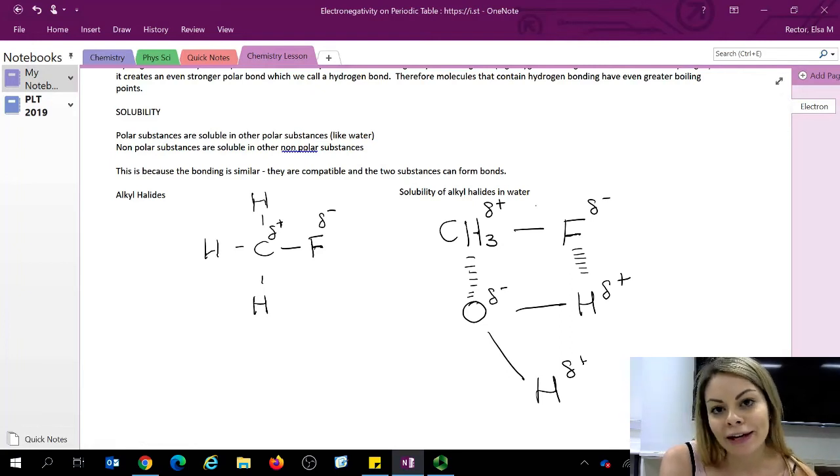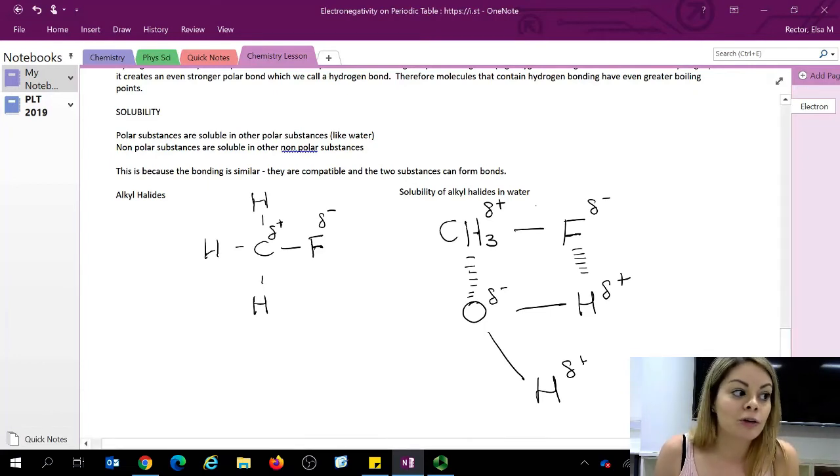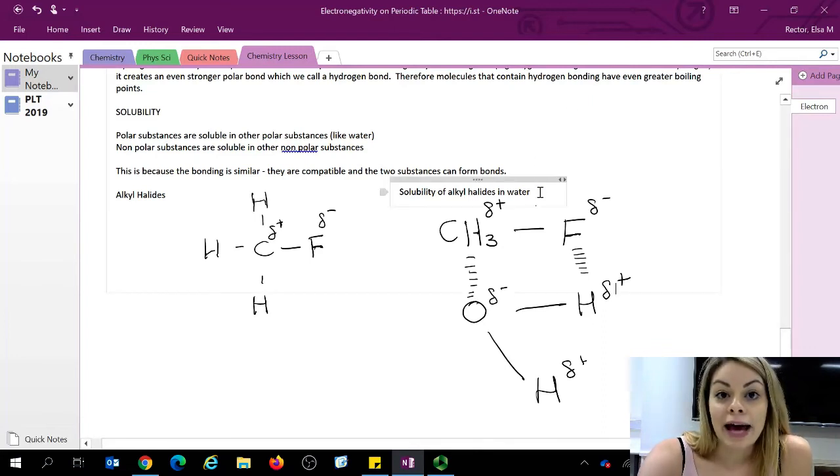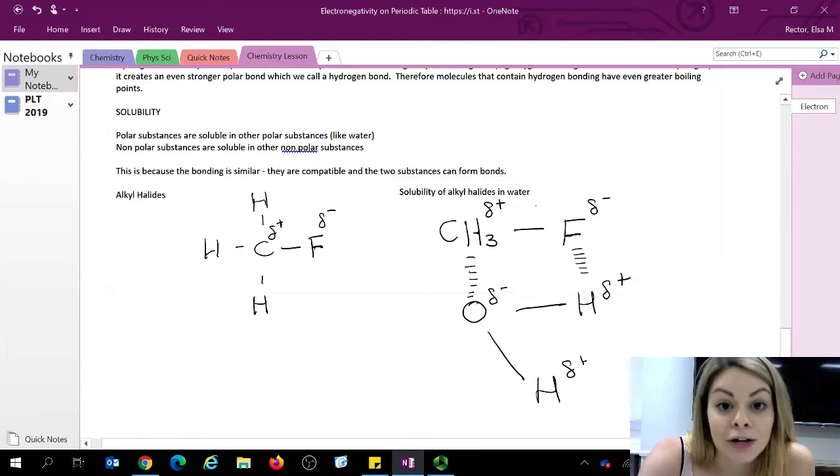Something like methane is not going to be soluble in water because it doesn't have polar bonds. It can't create that bonding with the water. So the water stays bonded with itself and the methane stays bonded with itself, and it looks a little bit like mixing oil and water together. Except of course that methane is a gas, but anyway, that's the concept.